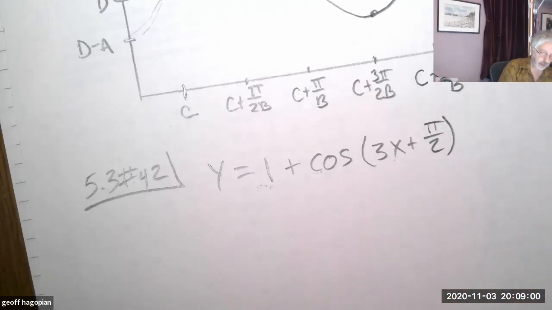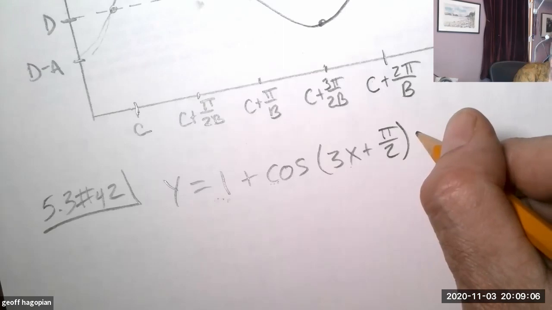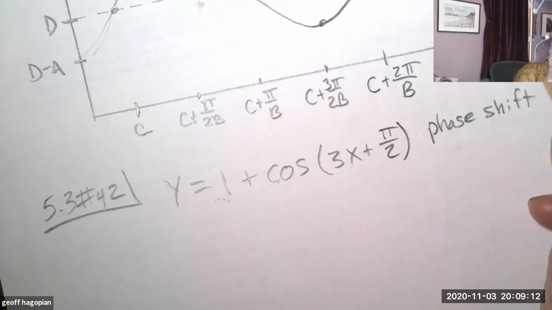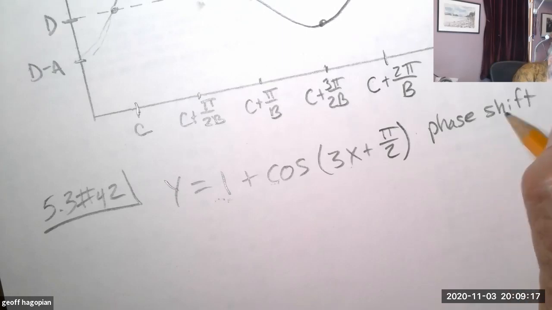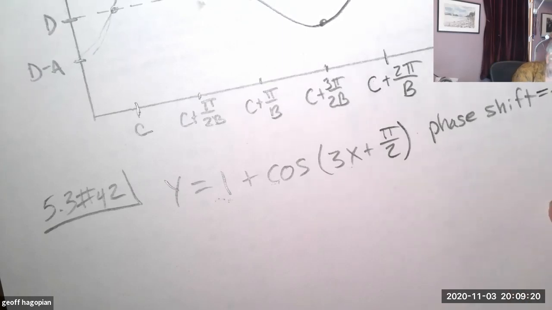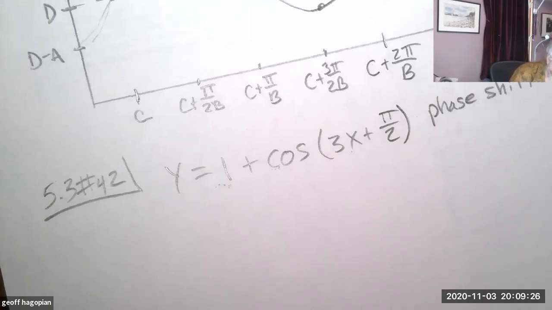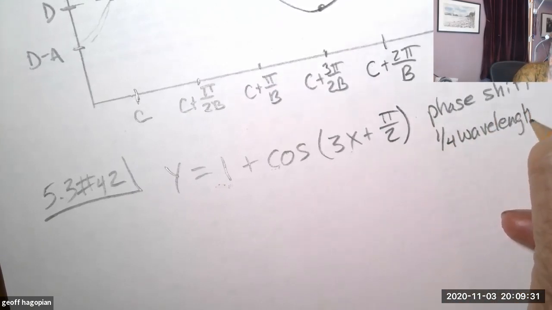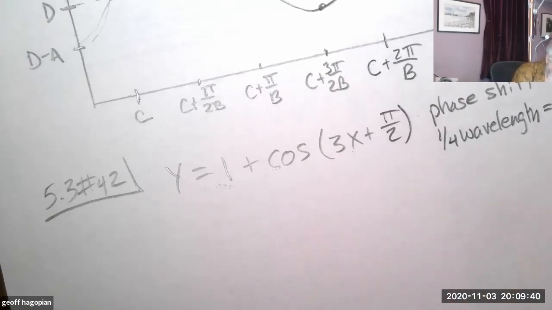So a quarter of that is pi over 6. And we've got a phase shift. So what is the phase shift? Well, it's going to be pi over 2 over 6. Sorry, over 3, right? So pi over 6. So a quarter wavelength is going to be 2 pi over 3 divided by 4, is again pi over 6. Oh, that's kind of interesting. That makes it maybe actually easier.